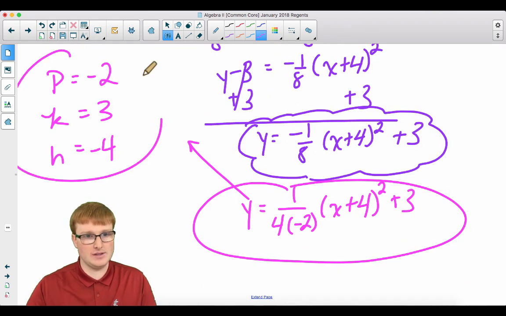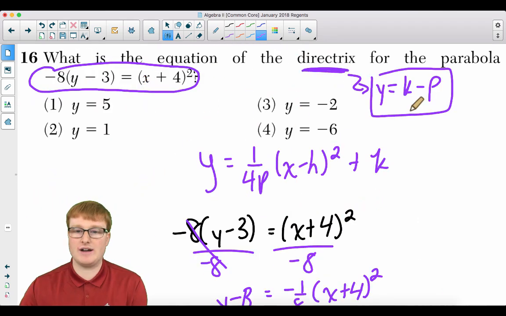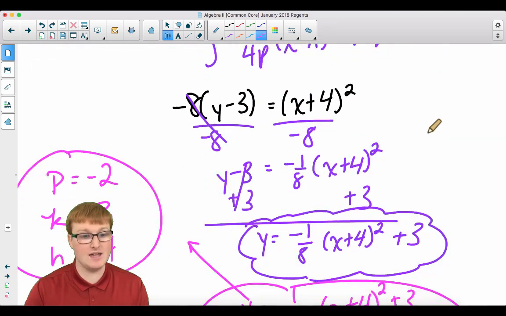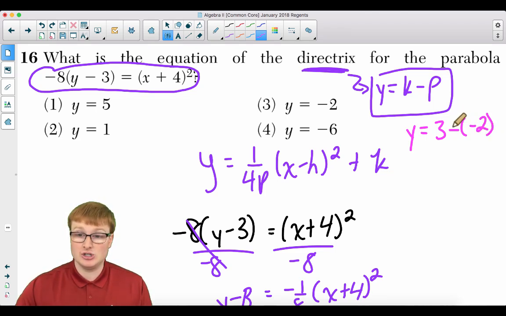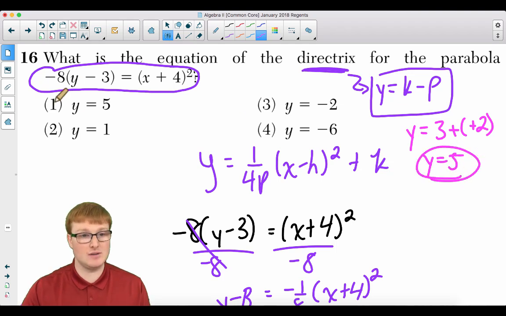So good. We have all this information. Let's go ahead and plug it into what we know. We know that the equation of the directrix is in the form of y equals k minus p. So we have y is equal to the value of k, which we have as 3, minus the value of p, which is negative 2. Ooh, good thing I was careful with that thing. So these we just add, and we get y is equal to the number 5. Ladies and gentlemen, that is the answer to this question. Your answer is choice 1.